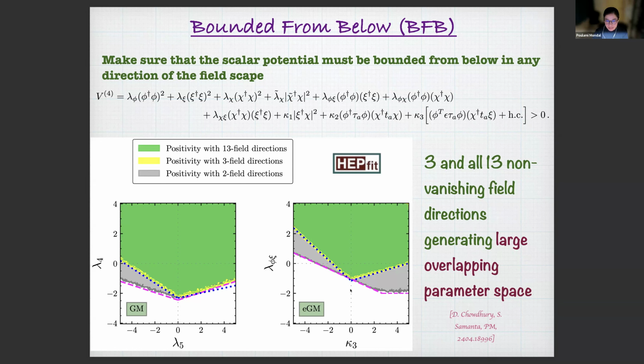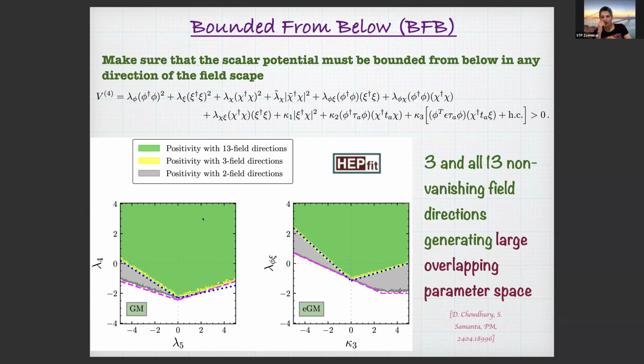So you can see from the potential parameter space that the two field direction space, denoted in the gray region, is greater than the positivity condition with three field directions. Interestingly, for our cases, the positivity with 13 field directions and the three field directions generate a large overlapping parameter space. So for our cases, it was sufficient to calculate three non-zero field directions bounded from below, and the calculation got much easier by doing so.